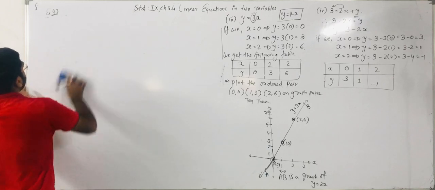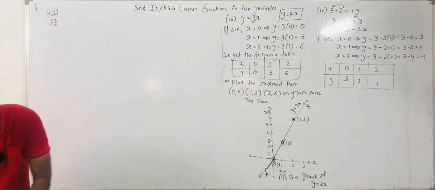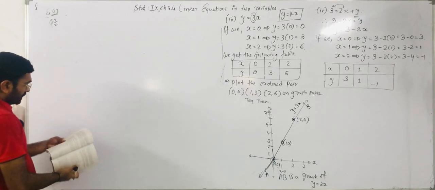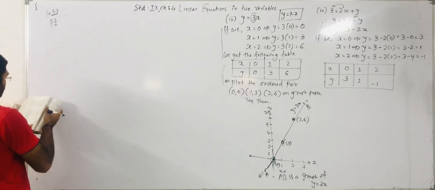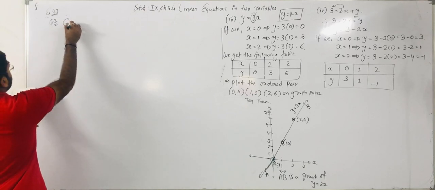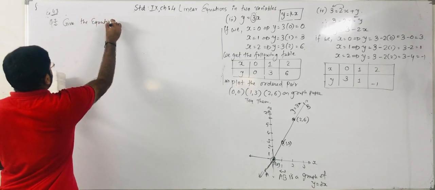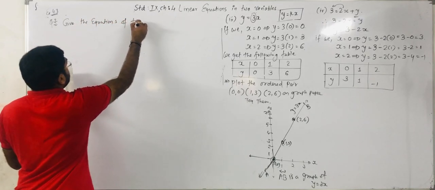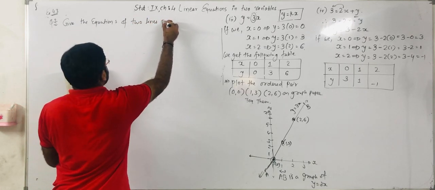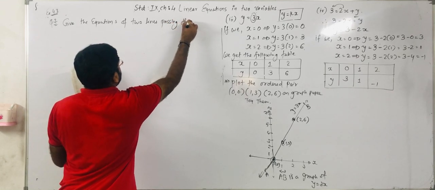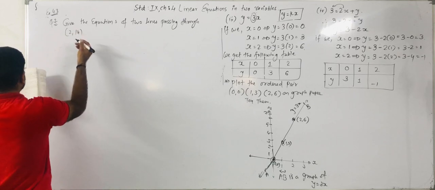Question number 2. Give the equations of two lines passing through (2, 14). We have to write the equation. Two lines' equations we have to give, which are passing through which point? The point (2, 14), right?